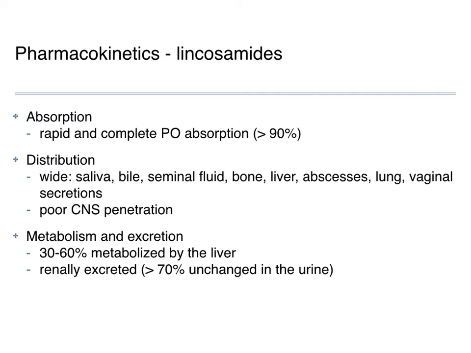Getting into the PK of lincosamides, there's very high oral absorption, which is certainly an advantage of clindamycin. Very good volume of distribution, so wide distribution to a variety of different fluids and tissues as you see there. However, again, like the aminoglycosides, an exception would be poor CNS penetration. Clindamycin gets extremely low levels in the CNS, and really is a drug that you shouldn't see used for meningitis for the most part. Another drug which is metabolized by the liver and renally excreted.